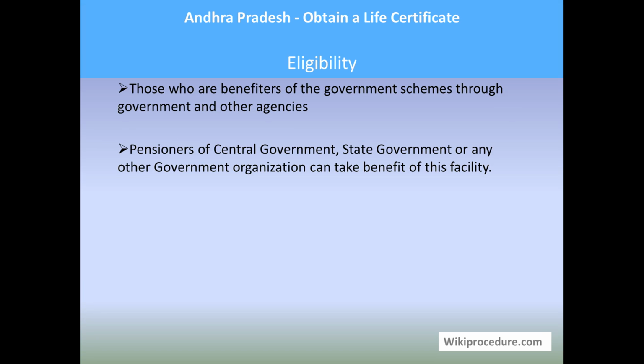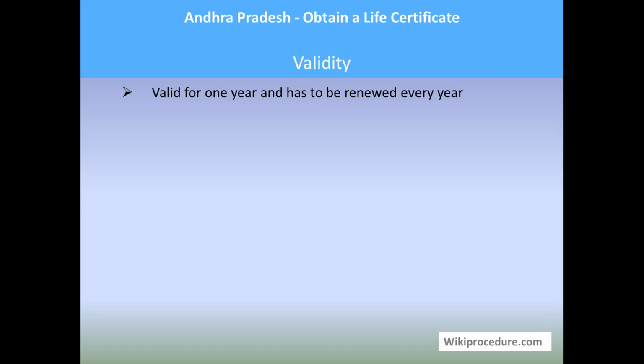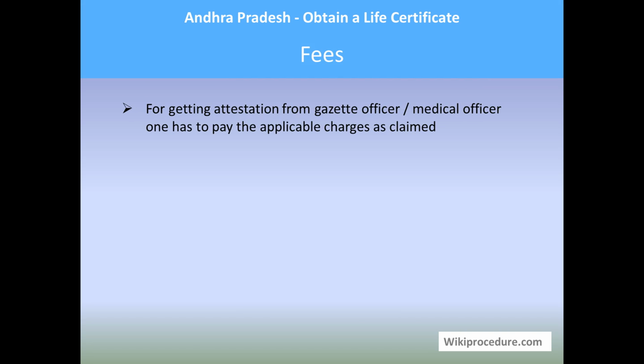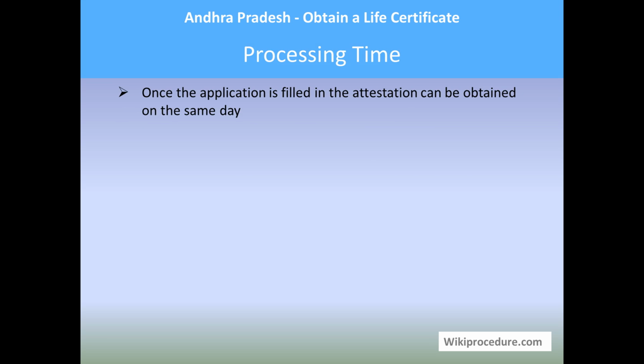Let us see the eligibility. Those who are beneficiaries of government schemes through government or other agencies, pensioners of central government and state government, or any other government organization can take benefit of this facility. Validity: it is valid for 1 year and has to be renewed every year. Fees: for getting attestation from a Gazette officer or the medical officer, one has to pay the applicable charges as claimed by them. Processing time: once the application is filled in, the attestation can be obtained on the same day, meaning with everything in place, you will get it very easily.